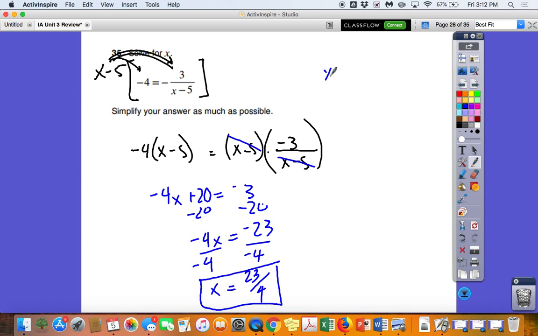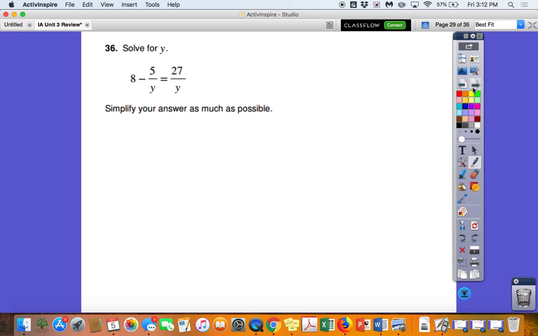Check your restricted value. Your denominator cannot be 0. So move that 5 over. That means x cannot be 5. So we are good. All right, go to the next one.